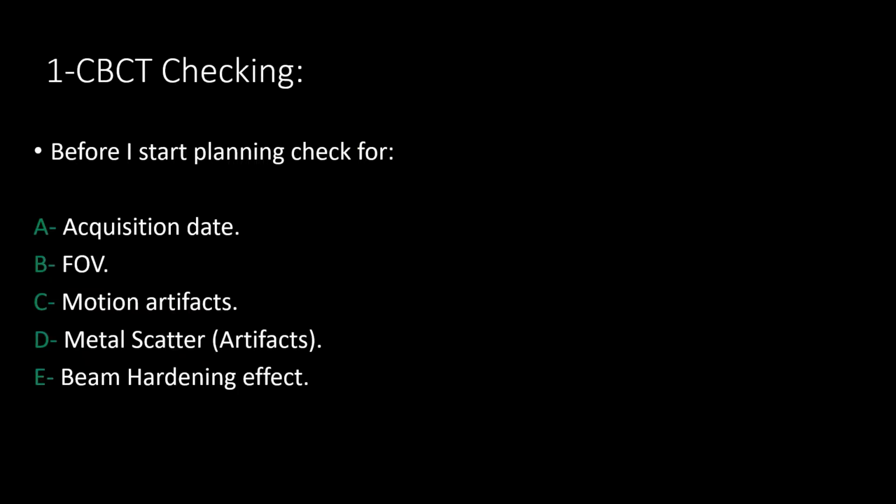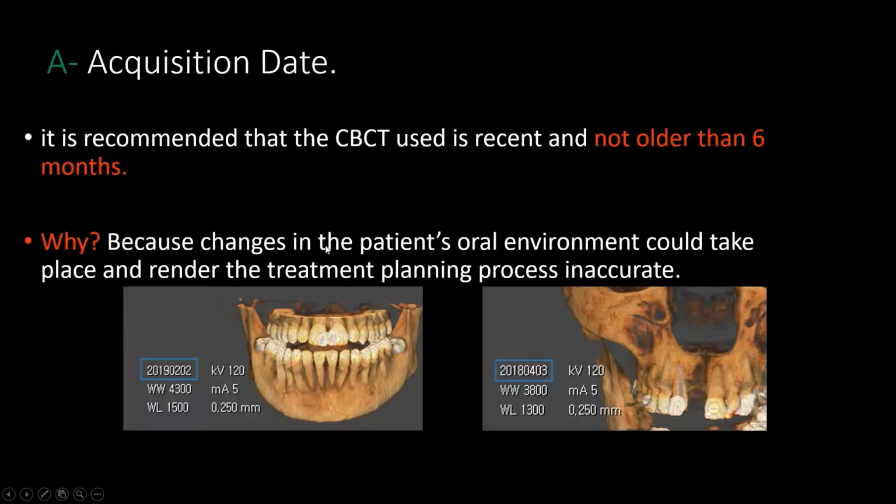We actually have certain criteria that we need to check in a CBCT for us to be able to use it. Number one will be acquisition date, FOV, motion artifacts, metal scatter, and beam hardening. Essentially, these are the 5 things that we need to check before using a CBCT for the process of treatment planning and implant. So let's talk a little bit more in detail about each and every one of those 5 criteria for the CBCT. Number 1 will be the acquisition date.